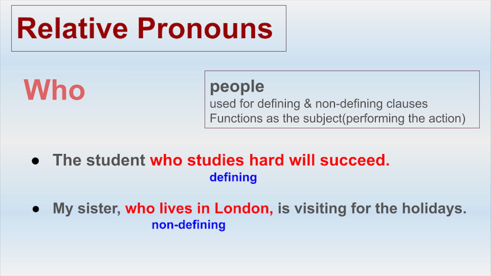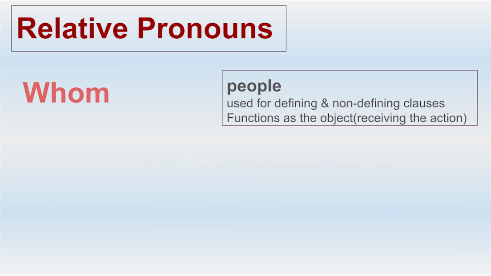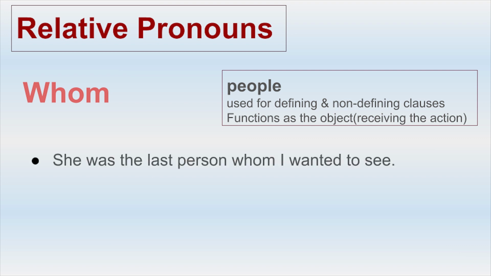Now let's look at some examples using the relative pronoun whom. Whom can be used for both defining and non-defining clauses. Whom functions as the object of the sentence. It receives the action. Here's an example of whom when used as a defining clause. She was the last person whom I wanted to see. Whom I wanted to see is the defining clause.